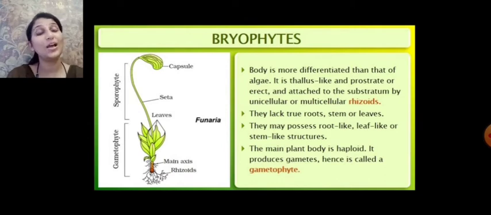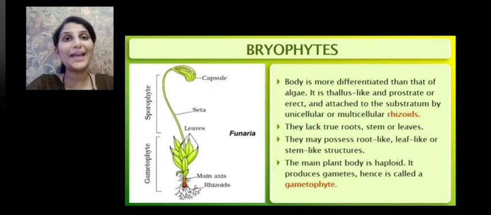Prostrate means they grow pressed close to the substratum, and they are attached to the substratum by means of root-like structures called rhizoids, which are either unicellular or made up of more than one cell, so they are multicellular. The plant body of bryophytes is haploid.